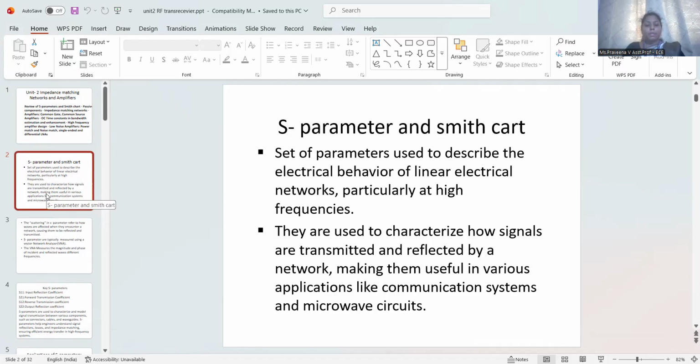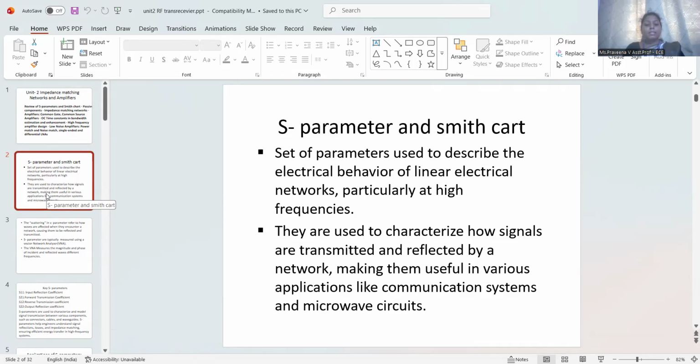Next is S parameters and the Smith chart. Generally, what is meant by S parameter? S parameter is nothing but scattering parameter. The scattering parameters are a set of parameters that are used to describe the electrical behavior of linear electrical networks, especially when they are at high frequencies.